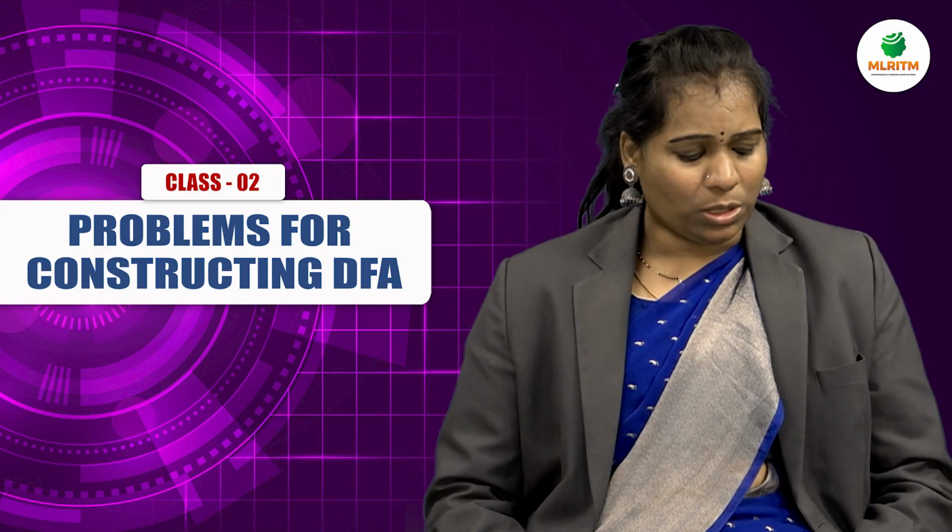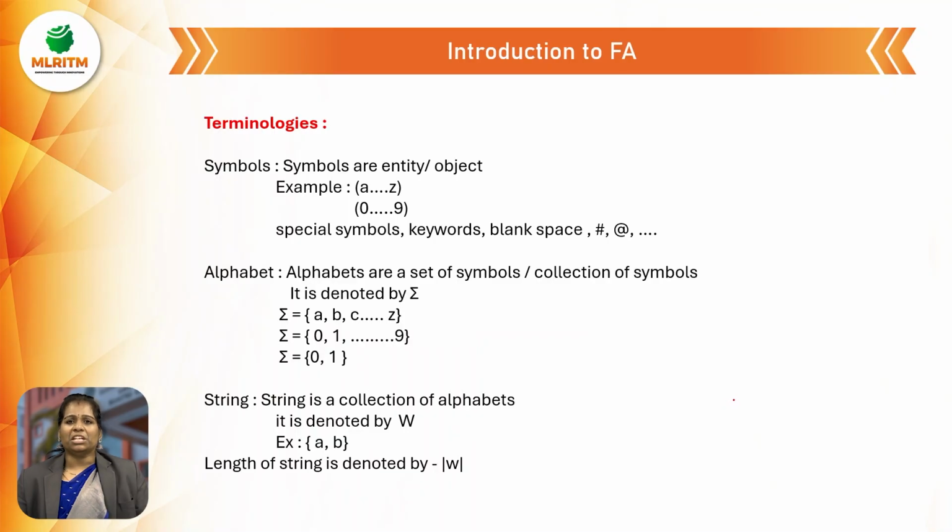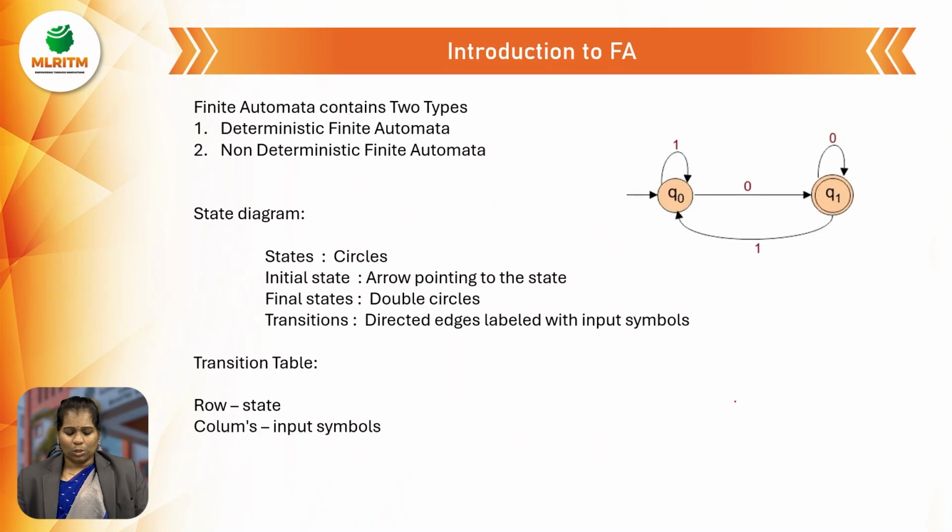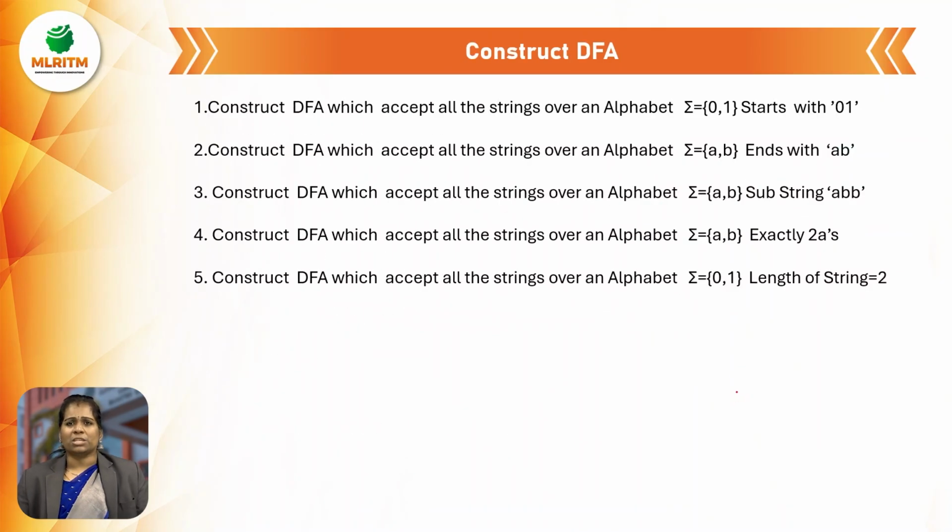Today I am going to discuss the topic we already introduced: Introduction to Finite Automata, what is a symbol, what is an alphabet, what is a language, and how to construct a DFA. Yesterday we discussed the five steps to construct a DFA, including starts with, ends with and substring. Today also I am going to discuss the substring A, B, B. It is a very important topic, how to construct a DFA. In this we have five types: starts with, ends with, substring, length and divisibility.